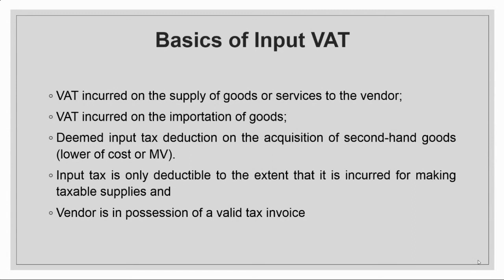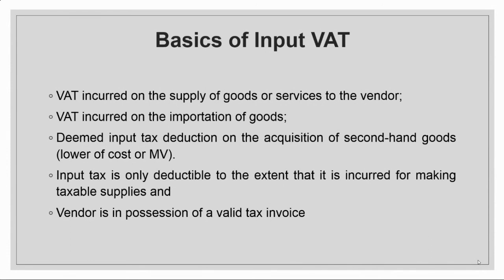So in some of the questions you will see, they will tell you that we've purchased new goods, we've purchased second-hand goods. When you see second-hand goods, a little light needs to go off. Will it relate to input tax, the deemed input tax that I need to go look at? And have they given me both the cost and the market value? And then I have to go look at which one is the lower of the two and then work out the VAT amount.